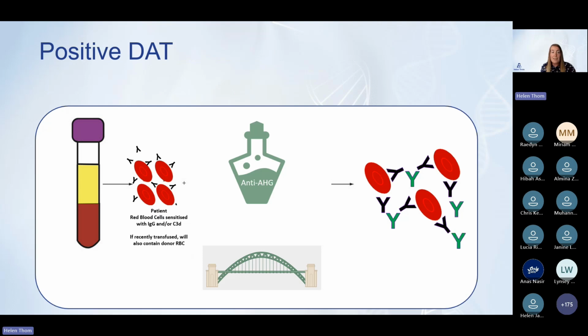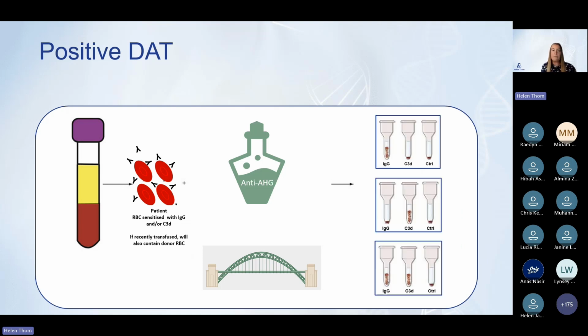So when you're doing a DAT, essentially what it is, you've got your patient red blood cells which are sensitized with either IgG and or C3D. If the patient's been transfused, this is not only patient cells, this is donor cells that are going to be sensitized with these as well. You add your AHG, don't need to incubate, you can just centrifuge these. And you can see there the bridging antibody is going to cause agglutination, which is why you get a positive DAT. And this is what it looks like in the card. So you can have just IgG, you can have just C3d, or you can have both, and your control should be negative.